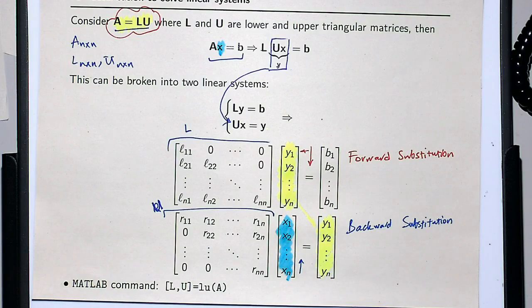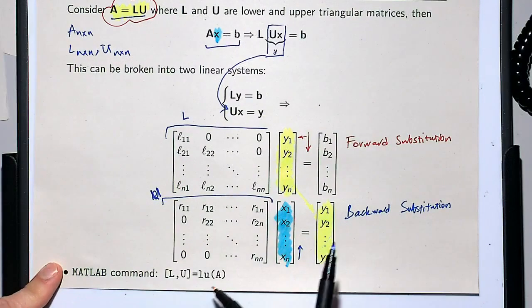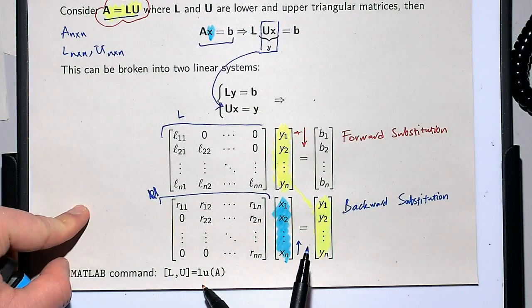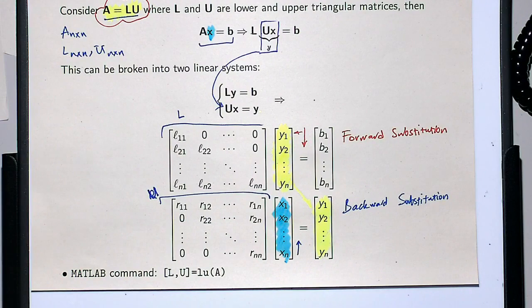So, was it clear why we did this decomposition? Just keep in mind, we like triangular matrices when we are using direct methods because of their nice properties, like these forward and backward substitutions. And if you look at MATLAB, it's quite straightforward to get this decomposition. You just simply write LU of A, and it returns matrices L and U. So it's a very standard and useful technique in linear algebra, this LU factorization or decomposition.